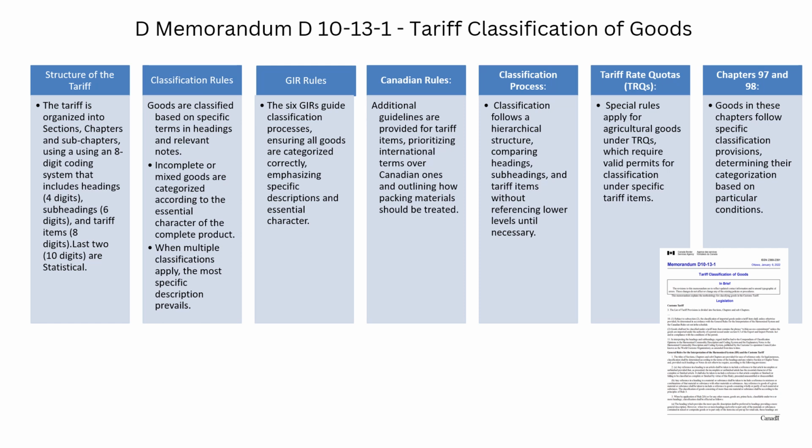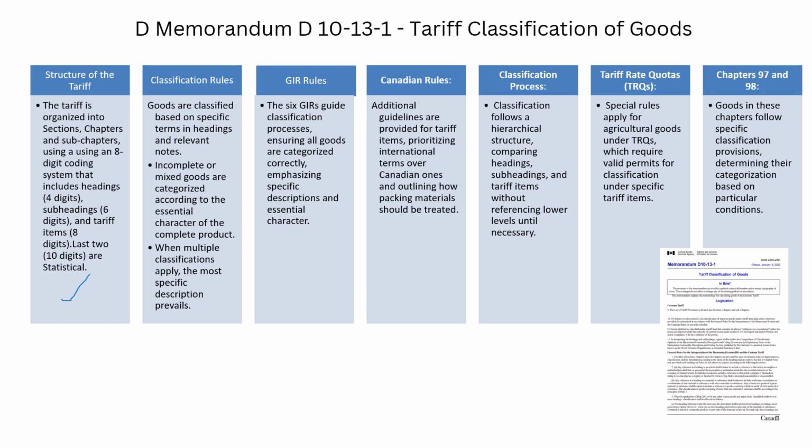Basically, this D-Memo says that the structure of the tariff is based on 10 digits. So the first two is a chapter. First of all, we have sections, chapters, subchapters, subheadings, and then the heading is a 4-digit number. The subheading a 6-digit number. Then we have up to the tariff item, an 8-digit number, and the last 2 digits are statistical, the same that we just mentioned before.